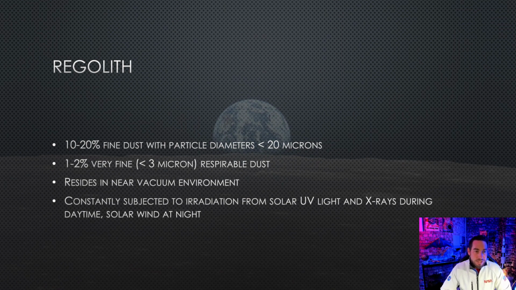The regolith resides in a near vacuum environment and it's constantly subjected to radiation. There's no atmosphere on the moon, so you have ultraviolet light from the sun irradiating the soil. You have X-rays being given off from the sun and from other stars, and then also gamma radiation coming in. It continues to irradiate the soil over and over during the daytime. Then at nighttime, it's subject to solar winds. All these sources of radiation can make it hyper excited.